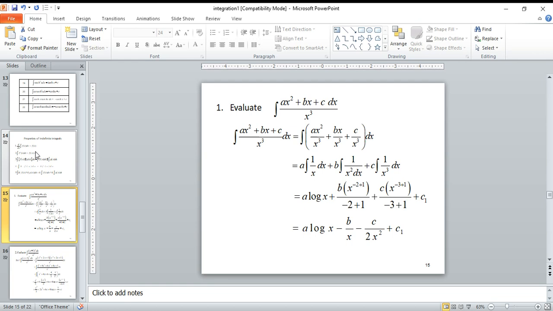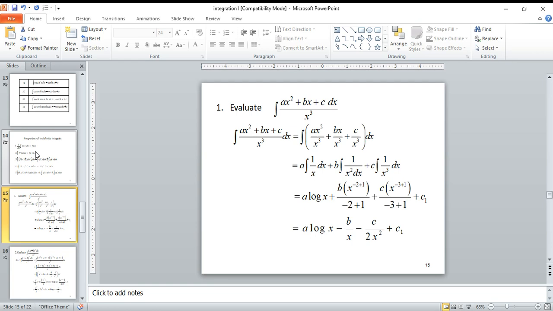For the second formula, integration 1 by x is log x dx, plus b into 1 by x square. Take out 1 by x square as x power minus 2. b into x power minus 2. In formula, x power n plus 1 by n plus 1 is the integration of x power n. That equals x power minus 2 plus 1 by minus 2 plus 1, plus c into take out 1 by x cube, so x power minus 3. Formula x power n plus 1 means x power minus 3 plus 1 by minus 3 plus 1.